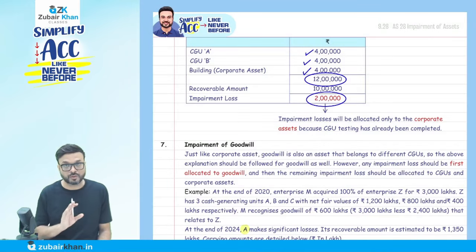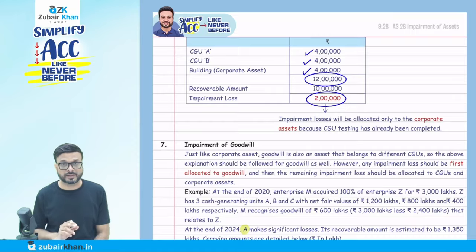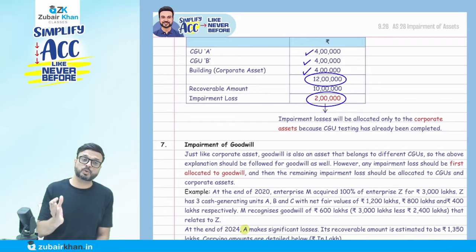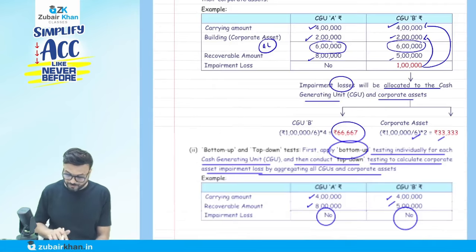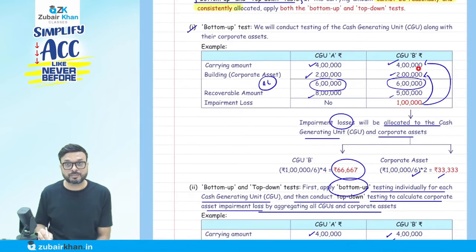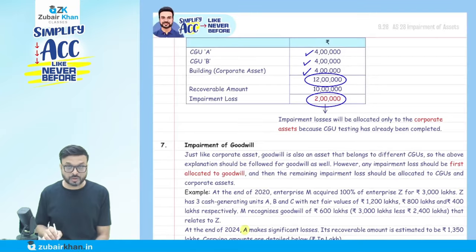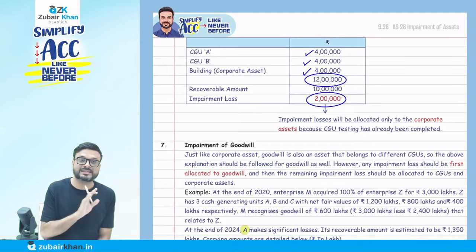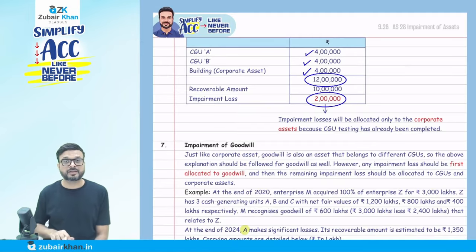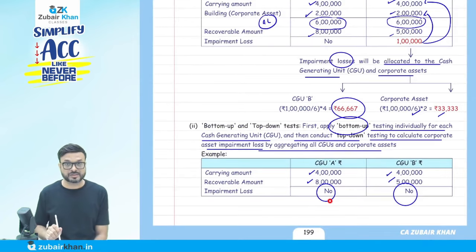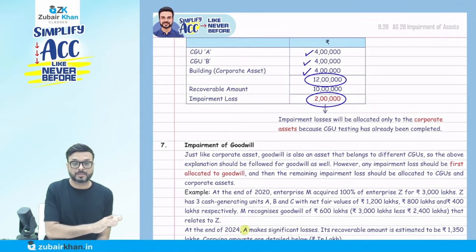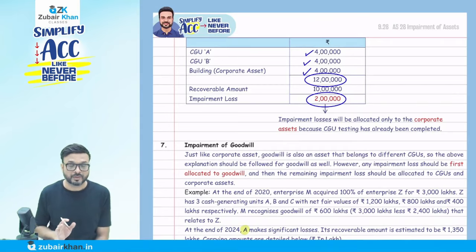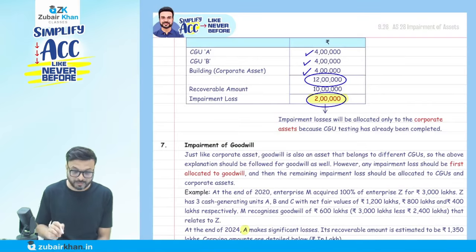How much impairment loss do I have? 2 lakh. Now this is very interesting. You will tell me, sir, as a group, including the corporate asset, we have an impairment loss of 2 lakh. Now, who is going to bear these 2 lakh? Because earlier, when the impairment loss came, 1 lakh, it was distributed between CGU B and the corporate asset. Here, who is going to bear the 2 lakh? Not any CGU. Why, sir? Because when we calculated individually, there was no loss to them. We have already done the impairment test for the CGUs individually. So these 2 lakh will be borne only by the corporate asset.